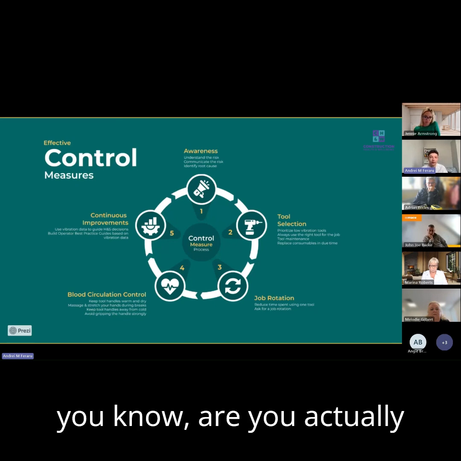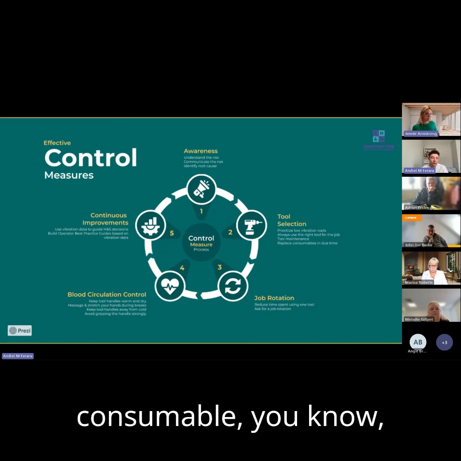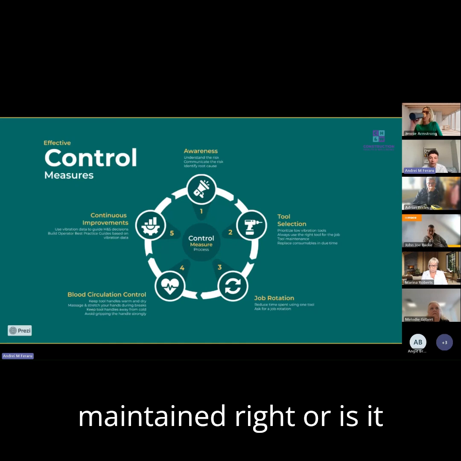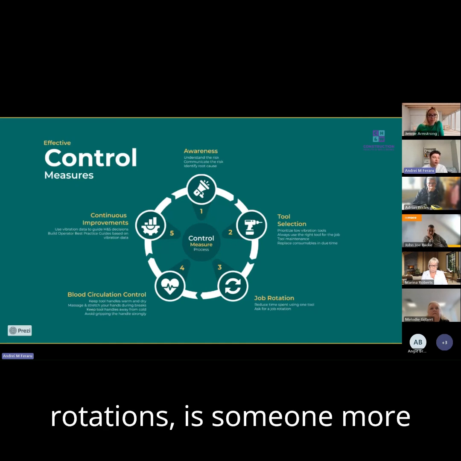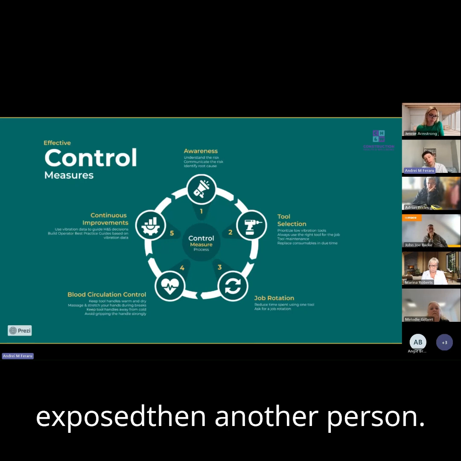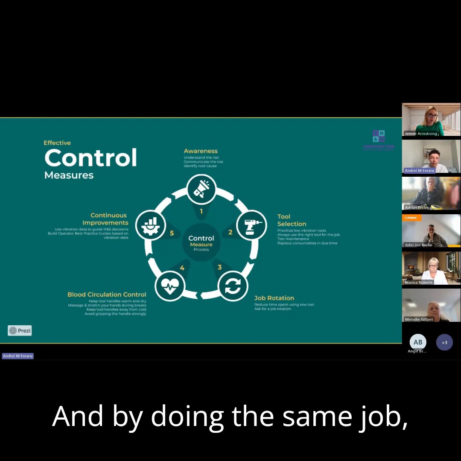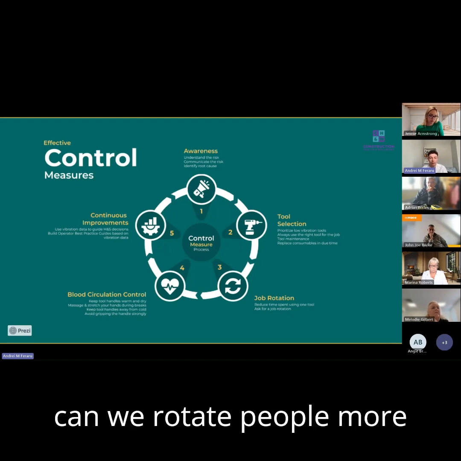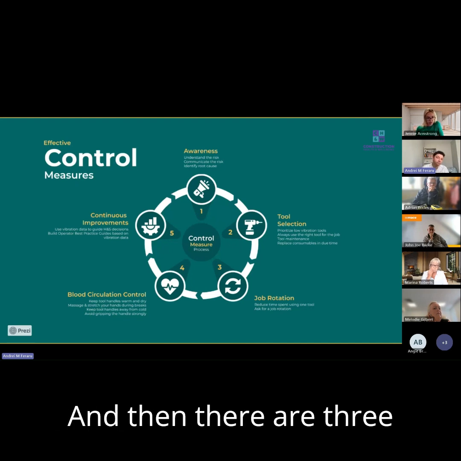Are you actually using the right tools? Is the consumable maintained right, or is it worn out? And then job rotations: is someone more exposed than another person by doing the same job, and can we rotate people more effectively? Can we build best practice guides for them to work in a more efficient way?